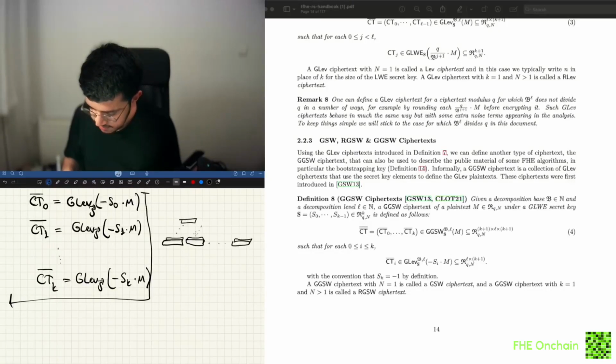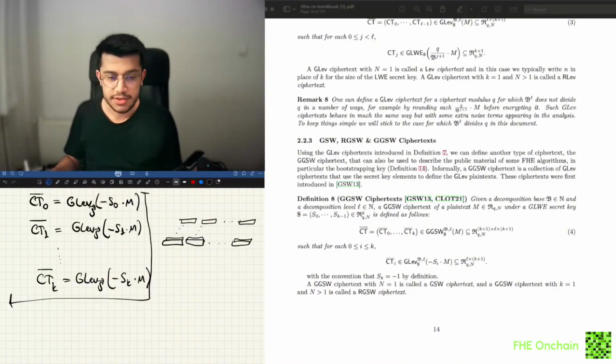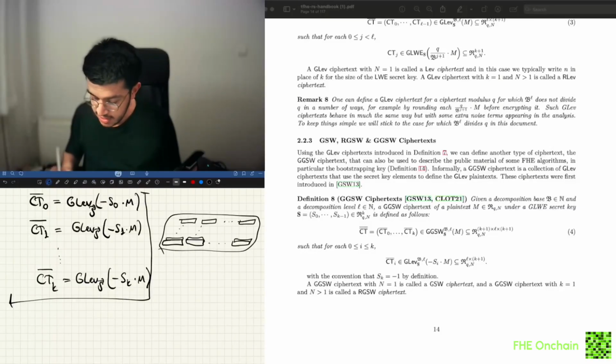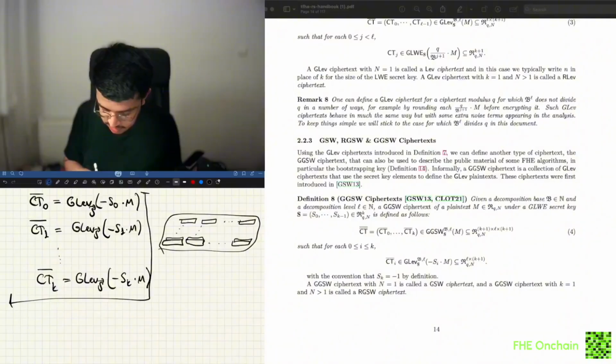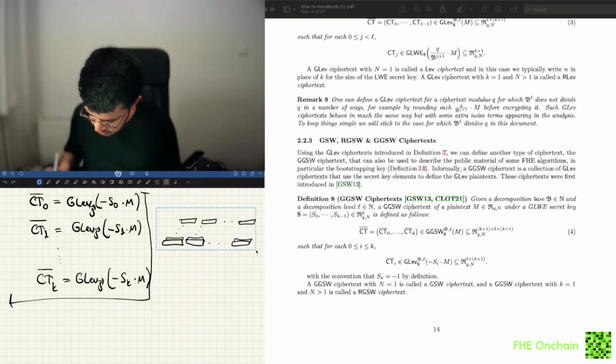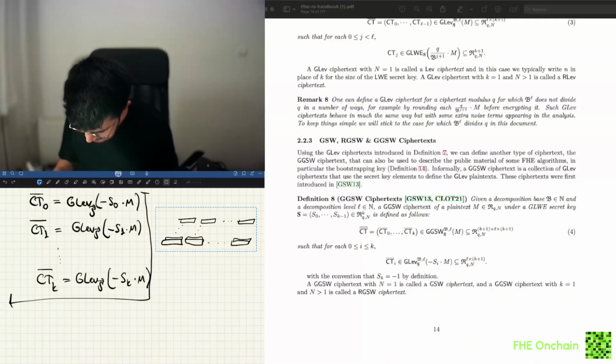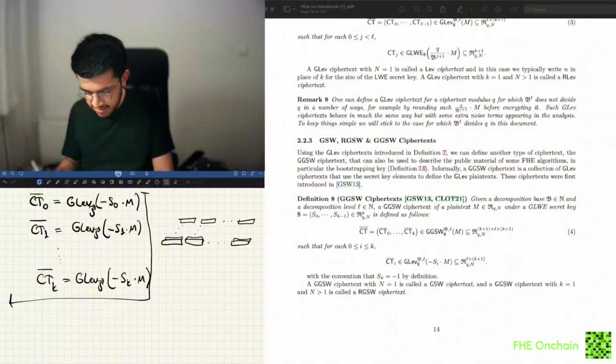And now we will have another dimensional layer. This is only one GLEV ciphertext. In the GGSW version, we're going to have many of these. So I'm going to try to do a trick here, even though I have no idea if that's going to work. Okay, this is copying, I believe. I don't know how to paste though. Maybe Command V. I mean, not even close.